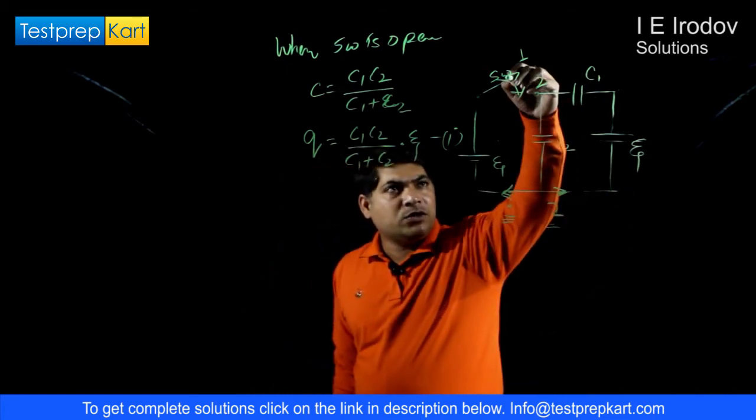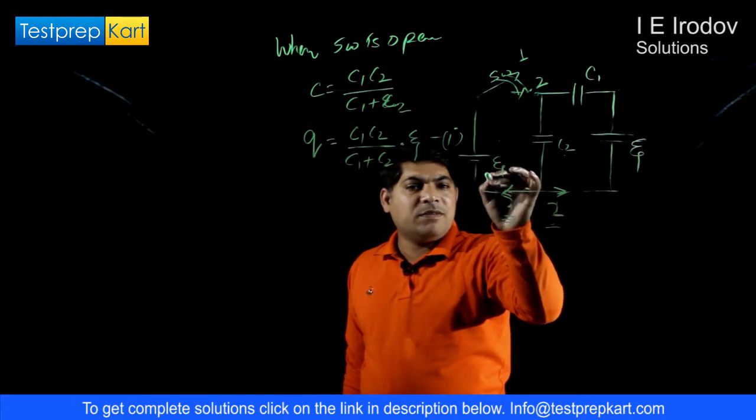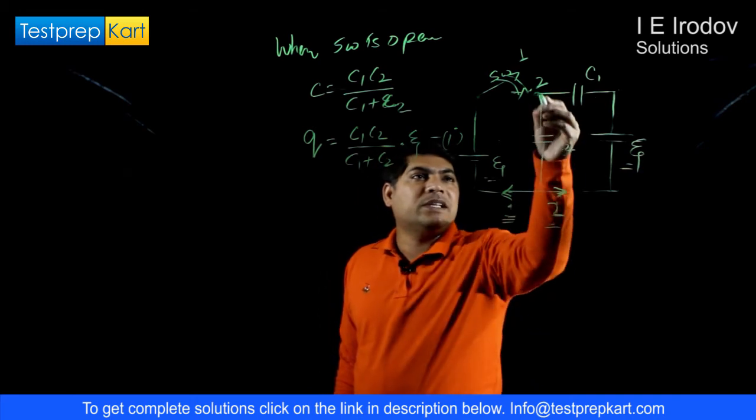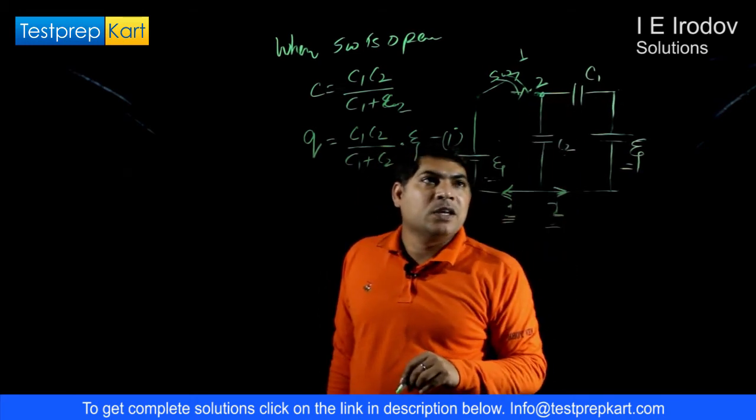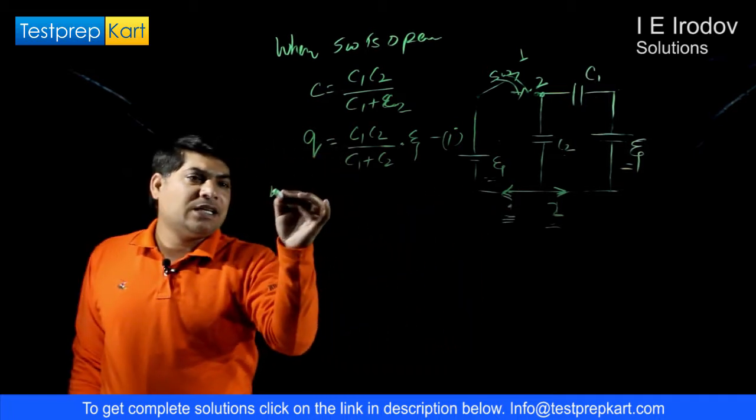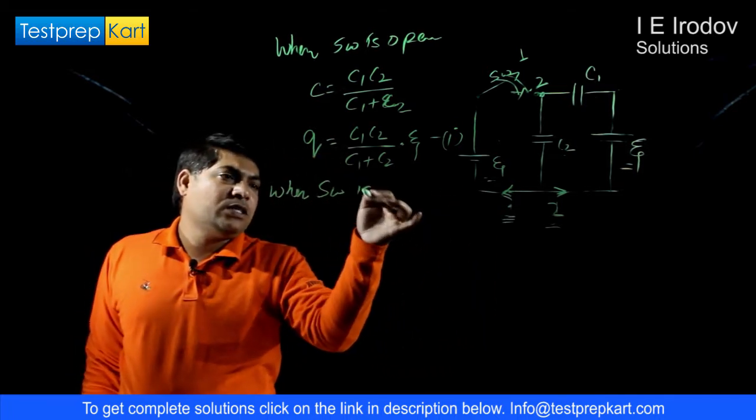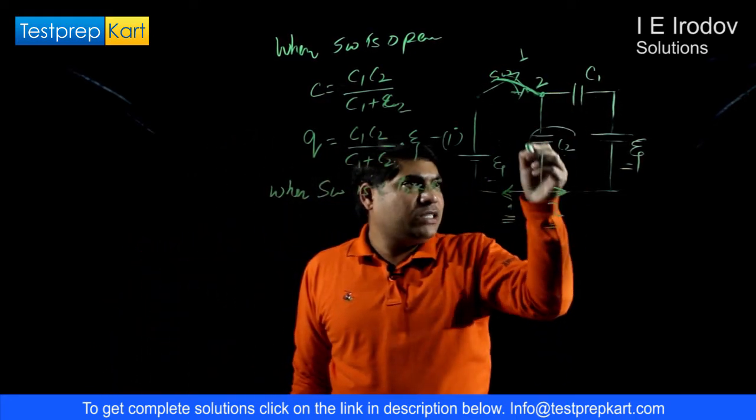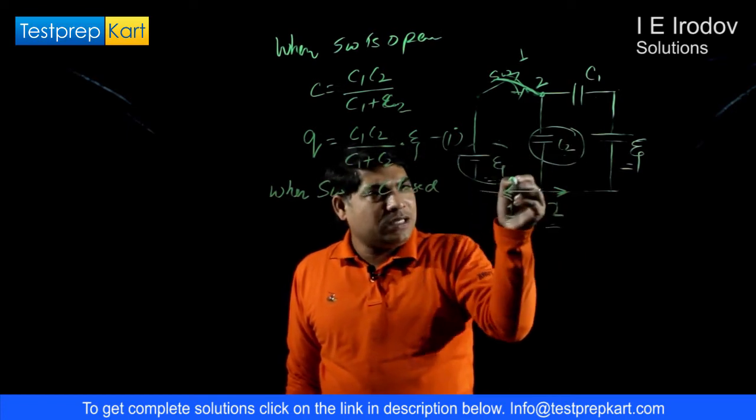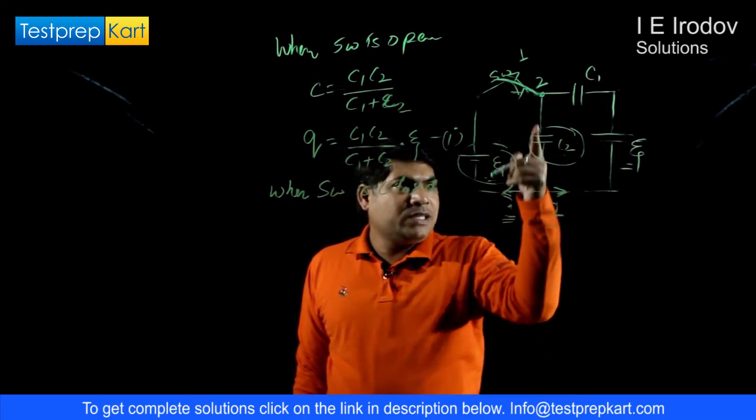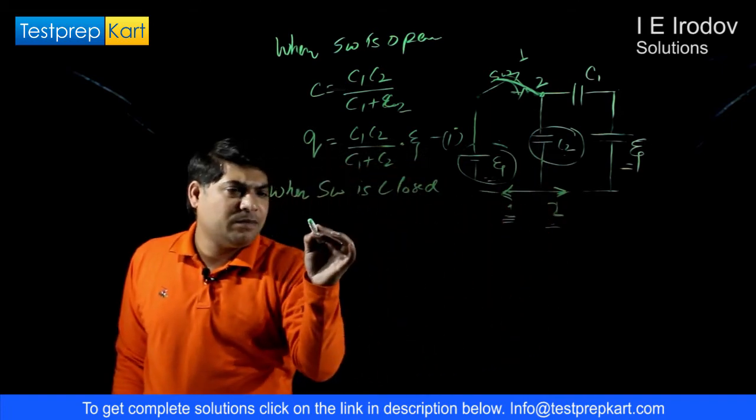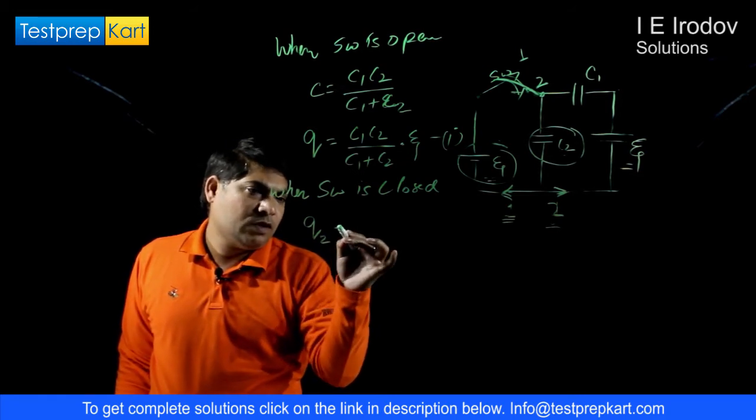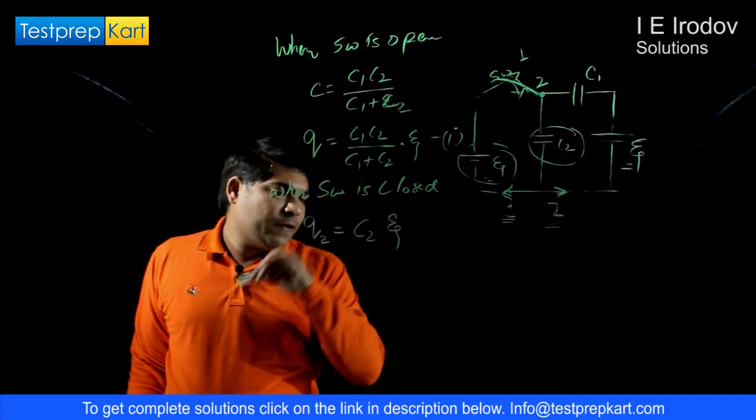Now, if this switch is closed, then this EMF will become part of this circuit and that will try to maintain a potential difference across this point. The next condition is when the switch is closed. Then the capacitor C2 is in parallel with this EMF. So there will be some charge stored in this capacitor C2, let's take it as Q2. Q2 is C2 into E.